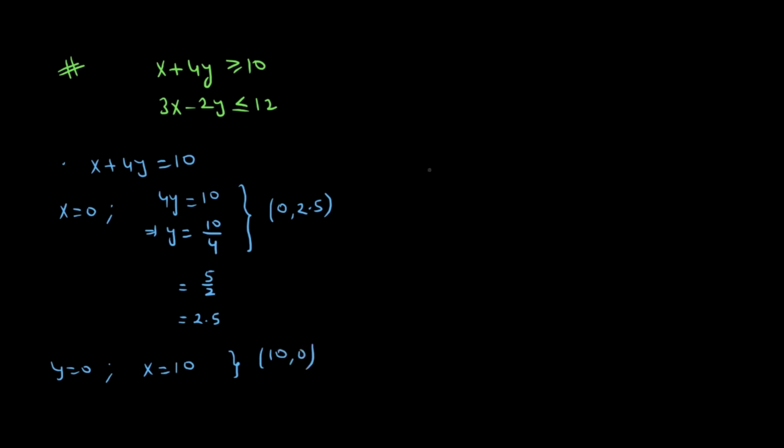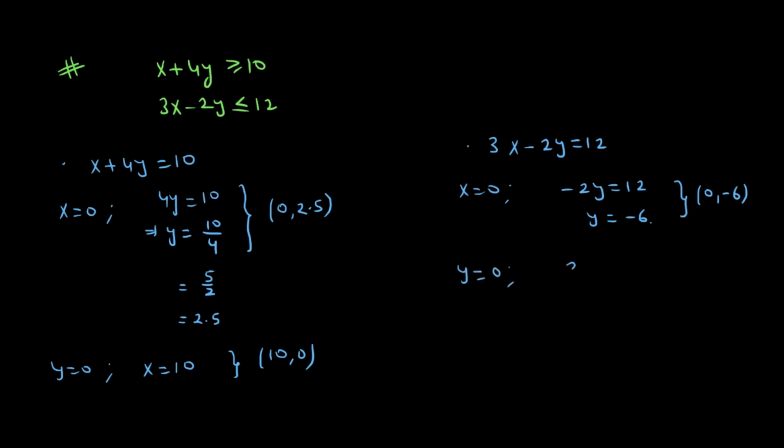Let's do the same kind of activity for the other equation. If x is equal to 0, then minus 2y is equal to 12, which means that y is 12 over negative 2, which is negative 6. So this is the point 0 comma negative 6. And if y is equal to 0, then 3x is equal to 12, which means that x is equal to 4, which means that the point is 4 comma 0. And now we can easily graph these equations.